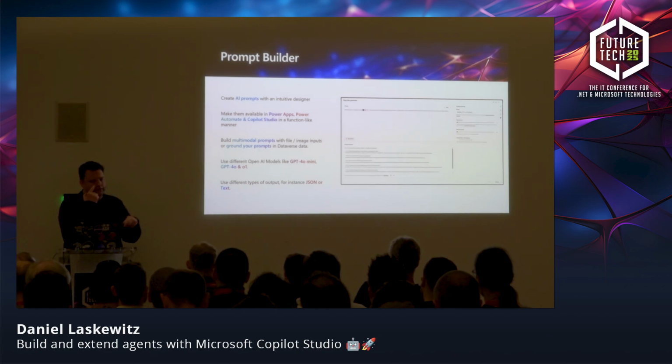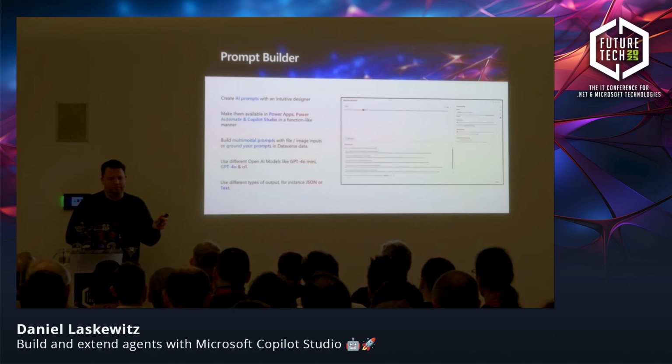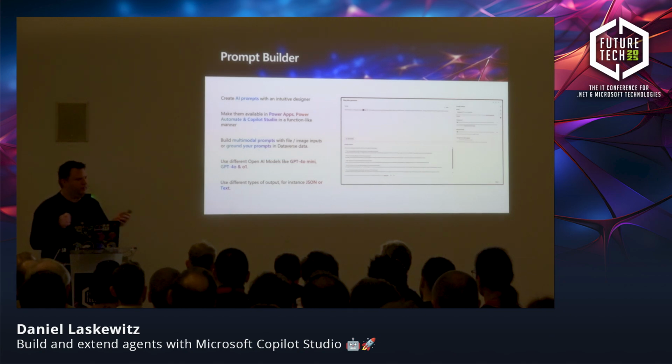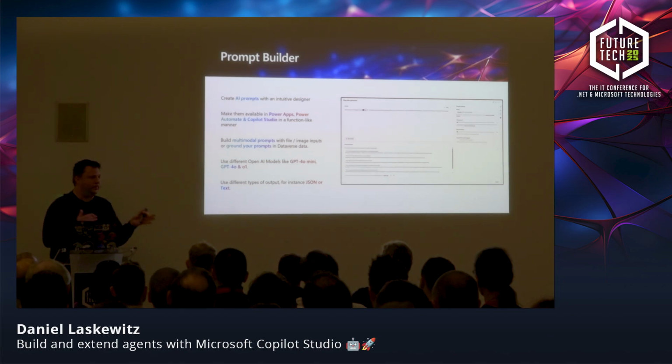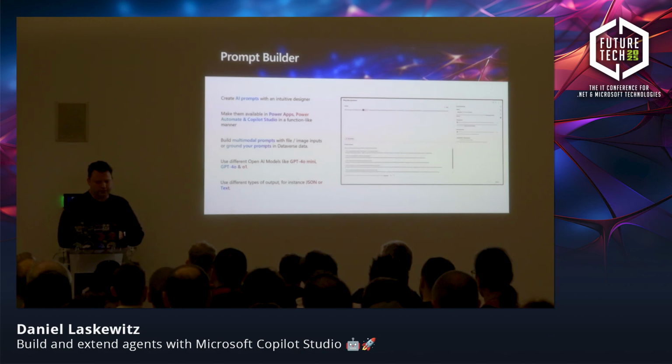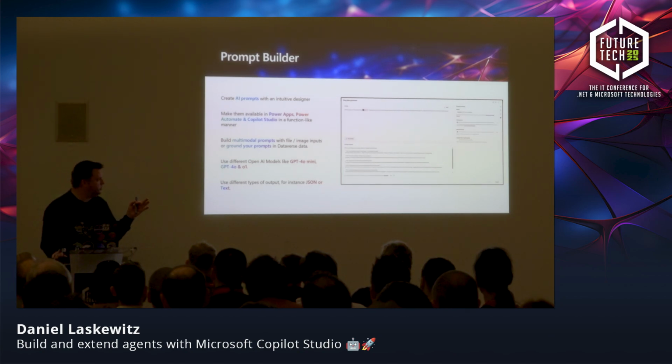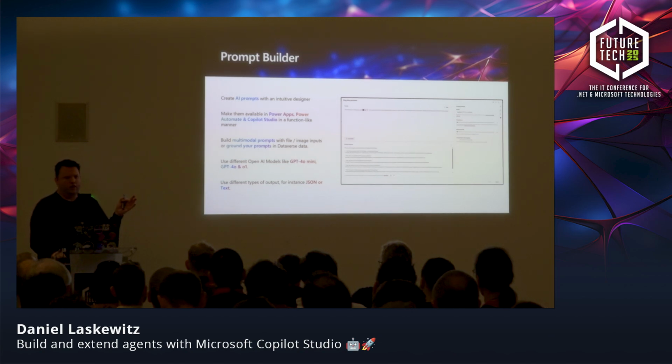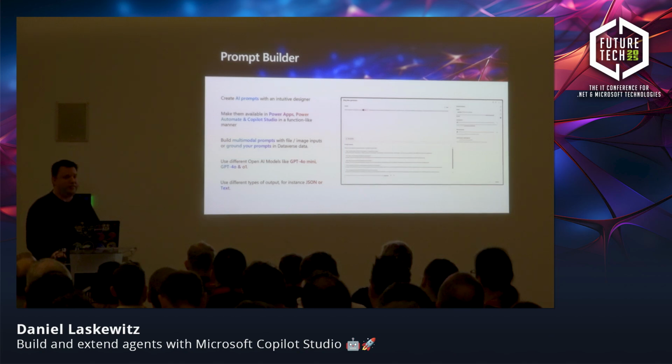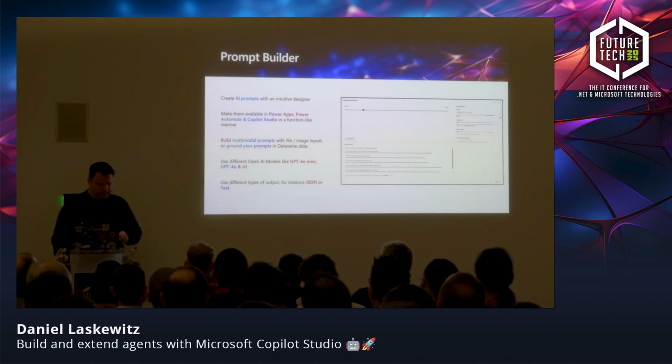You can make them available to multiple products in the Power Platform. So you can not only use them in Copilot Studio, but also in Power Apps and Power Automate. You can, for instance, use the file and image input for multimodal prompts, but you can also ground it on data inside of Dataverse. There are a bunch of models available. GPT-4o Mini and GPT-4o were available until this week, I believe, and now they also have O1 available in preview.